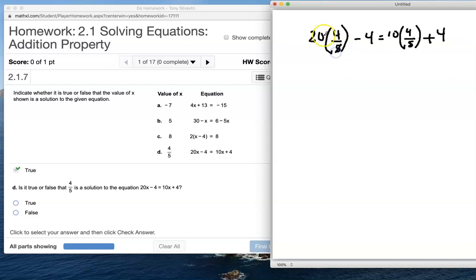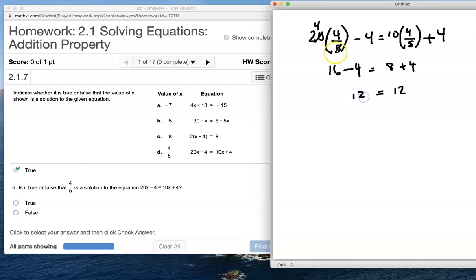5 goes into itself once. 5 goes into 20 4 times. 4 times 4 is 16. Minus 4 equals, now I'm going to do the same thing here. 5 goes into 10 2 times. 2 times 4 is 8. That's what that multiplication is. And so I got 8 plus 4 is 12 on the right. 16 minus 4 is 12.